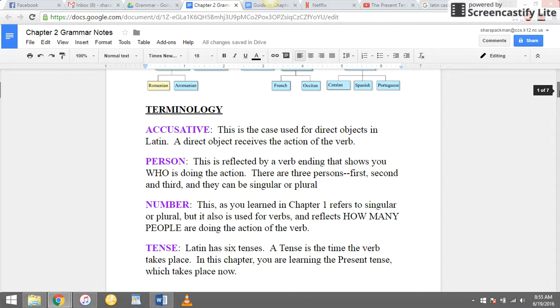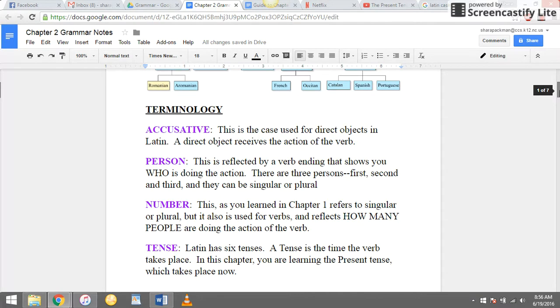Now, this is super big font, so you can see it on the video. It'll probably be smaller when you actually look in the folder, but you can make it bigger if you like. So you've got a bunch of new terminology here. The first word is accusative. Accusative case is used for direct objects in Latin. A direct object receives the action of the verb.